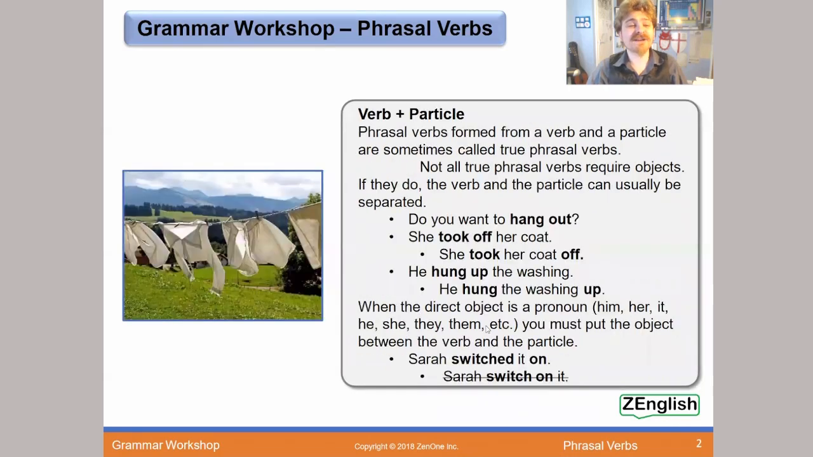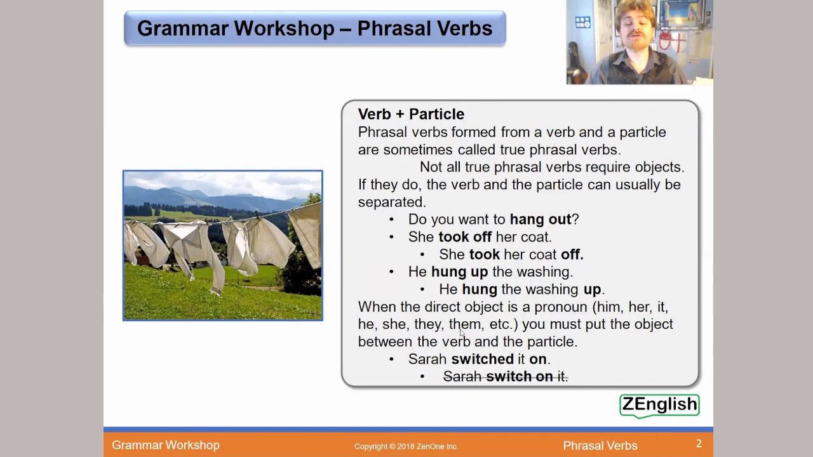Okay, so let's first look at what we call true phrasal verbs, which is a verb and a particle. So, phrasal verbs that are formed from a verb and a particle are sometimes called true phrasal verbs. When we say particle, that basically means a word that has lost its grammatical function. So it might be an adverb like out, hang out, or it might be a preposition like in, or off, but it has lost grammatical function and is just part of the phrase. So let's have a look at some of these.